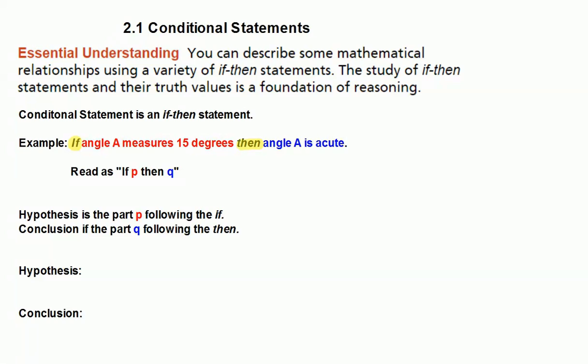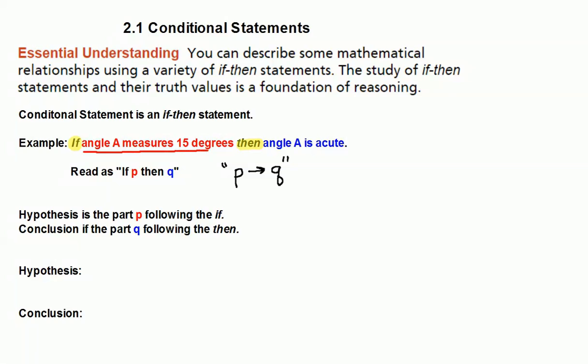Now in geometry, we also use symbols. They use P, and then they use this little arrow, and then followed by Q. So this means if P, then Q. So this is another way of using symbols. They use a little arrow to represent the then, okay, or to represent the if-then statement.